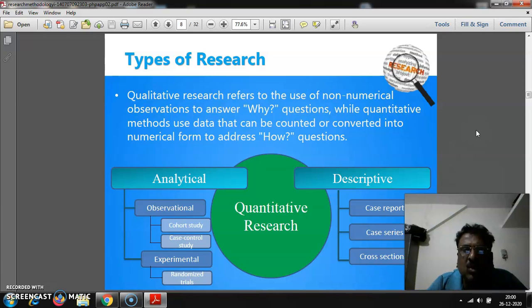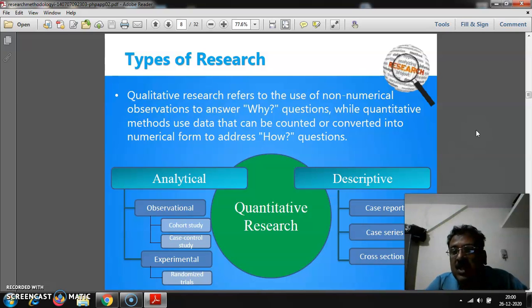Again, quantitative research has two types: one is analytical research, another one is descriptive research. In analytical research, different types of methods are used, like the observational method. By observing things we can find the answer to questions like why and how. That is the cohort study and the case control study. These are two parts of analytical research. Then there is experimental research. Randomized trials are used in experimental research.